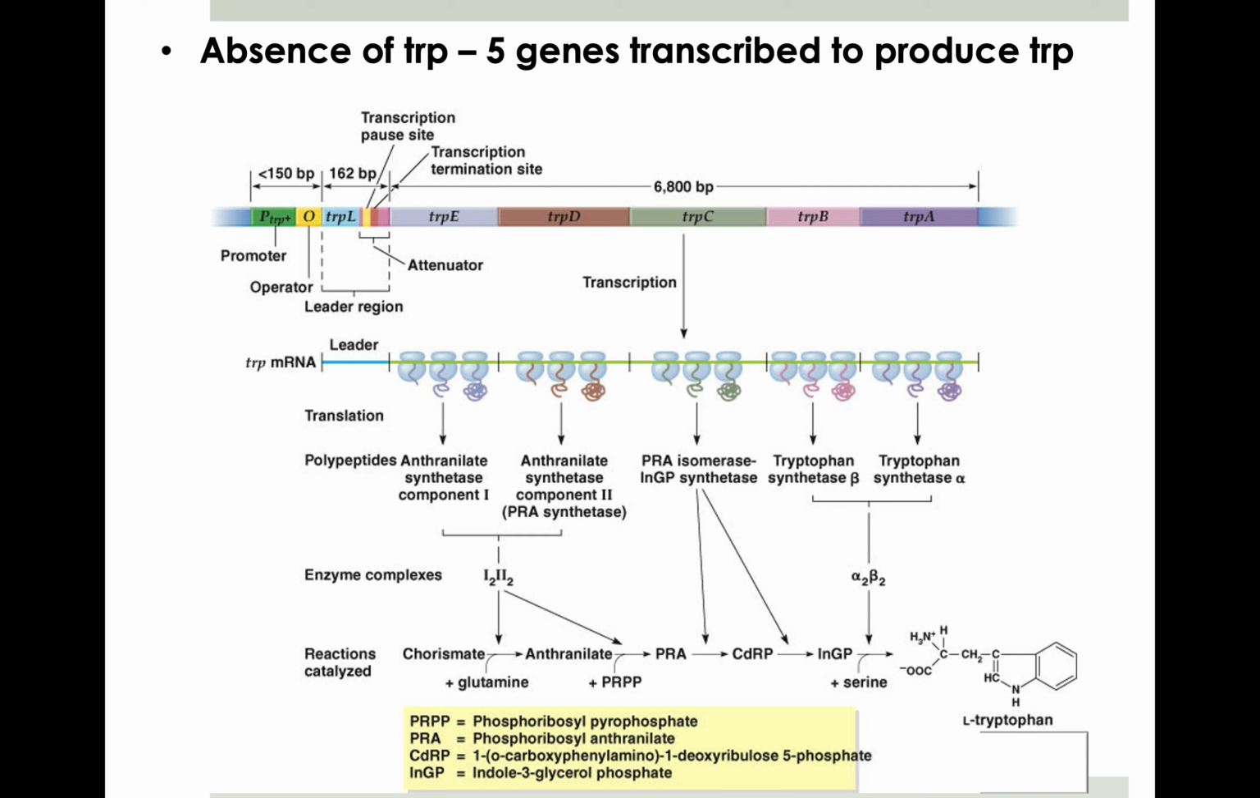Now, in the Trp operon, in the absence of tryptophan, the 5 genes will be transcribed to produce Trp, because there's no Trp, so tryptophan needs to be produced. Each one of them codes for an enzyme polypeptide, but in total they will make only 3 enzymes, and these 3 enzymes will synthesize tryptophan so that it can be used by the bacteria for its survival.